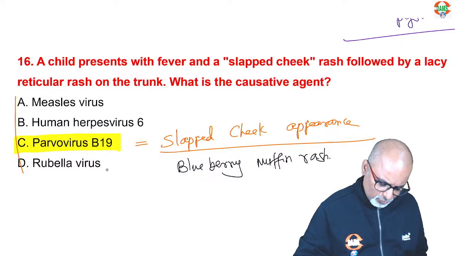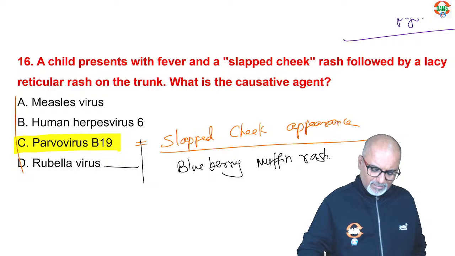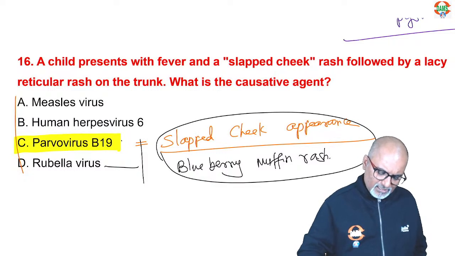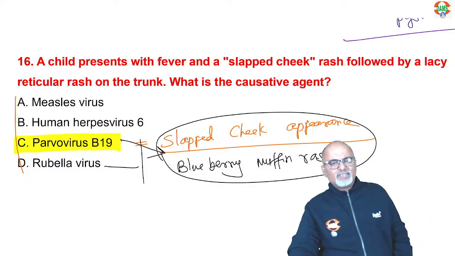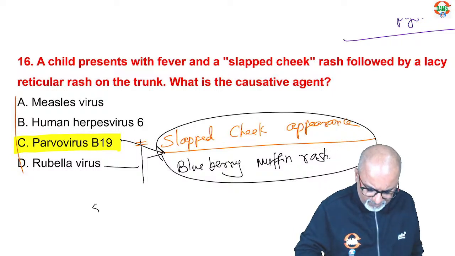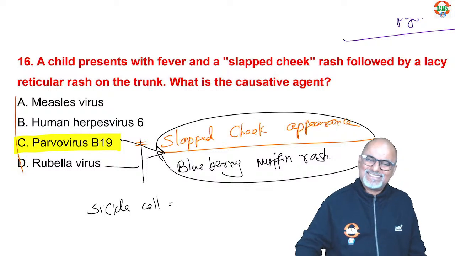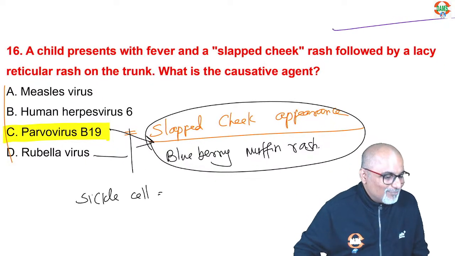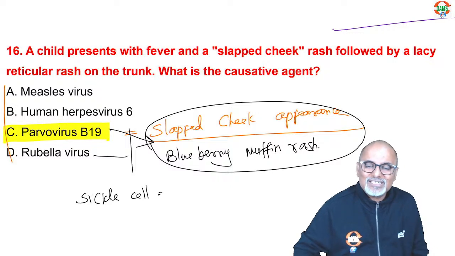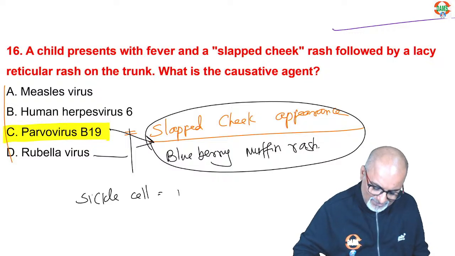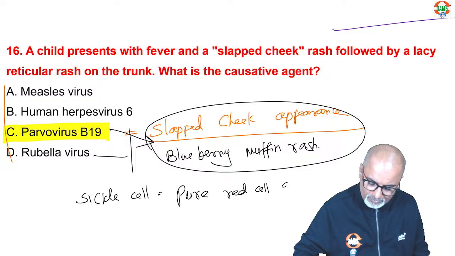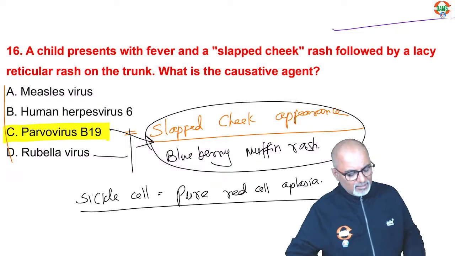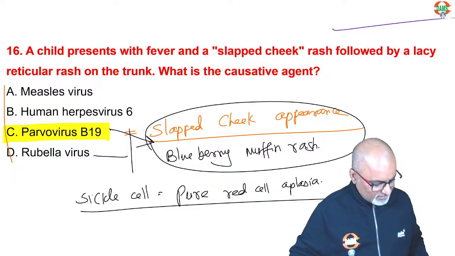Caused by both, rubella also causes blueberry muffin rash, but slapped cheek appearance with blueberry muffin rash, think of parvovirus B19. In sickle cell patients, what does it cause? Sickle cell patients, pure red cell aplasia.